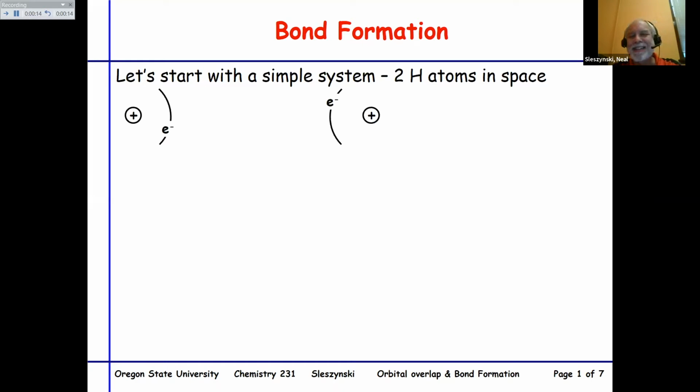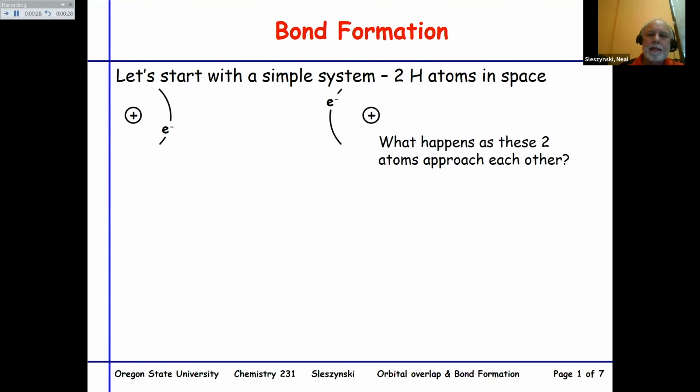Here we see that awful solar system representation where we have a nucleus with a single proton and an electron in a solar system orbital around that nucleus. What happens as these two atoms start to approach each other?